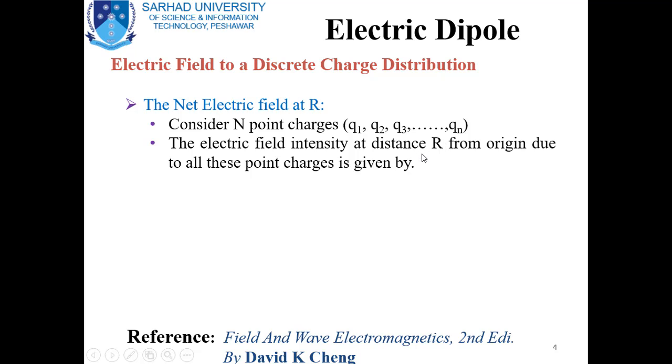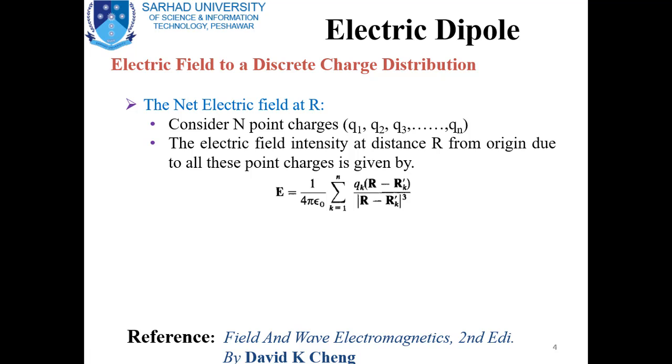We have to calculate the electric field intensity due to these point charges at a point which is at a distance r from the origin. The electric field intensity due to these point charges at a distance r is simply the sum of all the electric field intensities due to Q1, Q2, Q3 up to Qn respectively, and the expression of the net electric field intensity at the distance r is given by E is equal to 1 divided by 4 pi epsilon naught, and we have a summation because we have n point charges, each at a different position from the origin.